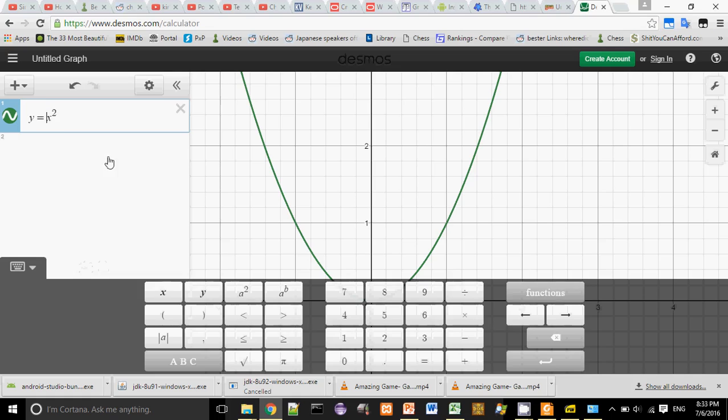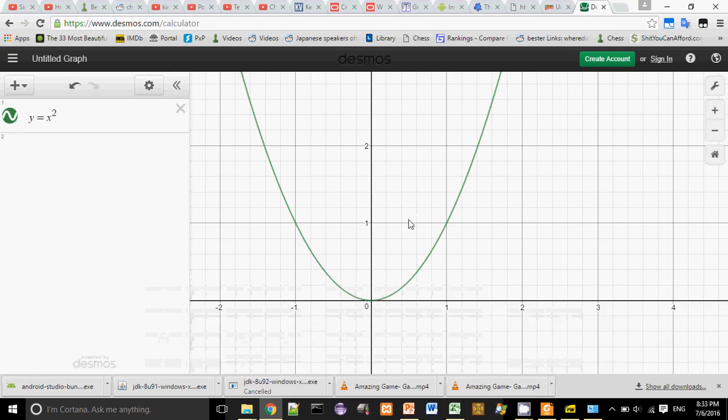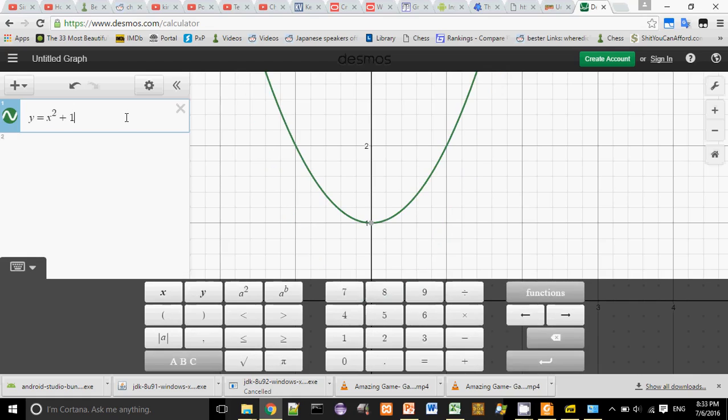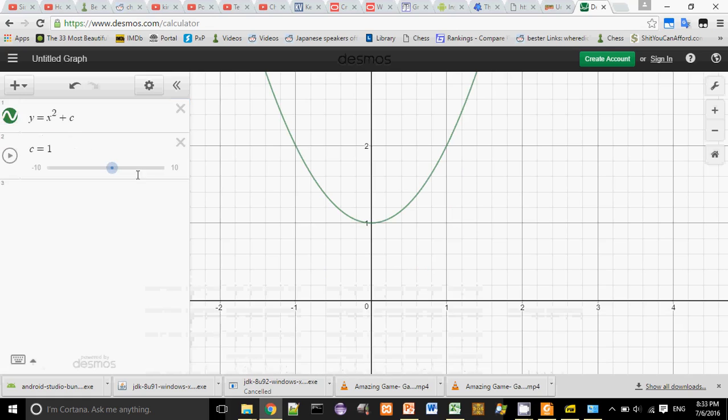Let's try generalizing this a bit. Like, what happens if I add 1 here? What do you think will happen? All that does is it adds 1 to every single value, so the whole thing should shift up by 1. And in fact, I can make it a C, add a slider.